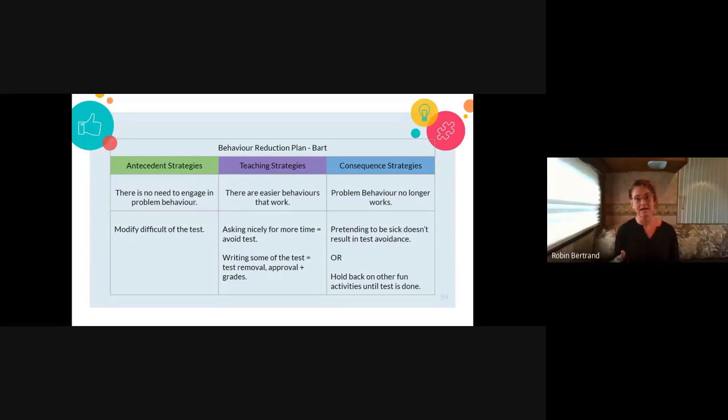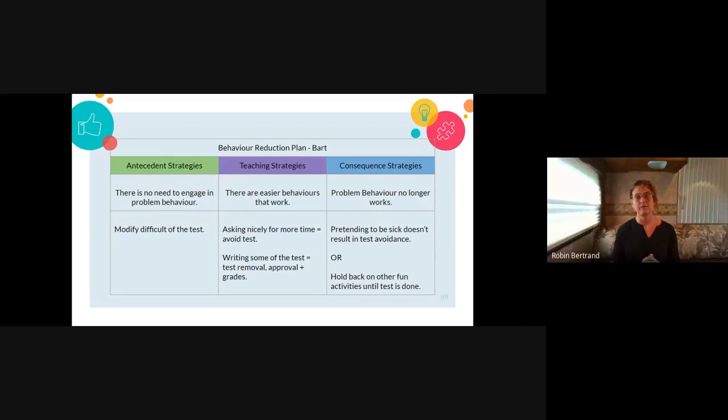Writing the modified task also fits under the teaching strategies section because it's a new behavior that we want to improve success with. So writing the modified test also ends in the test demands being removed, but it also leads to those extra rewards such as teacher praise, free time, and better marks.